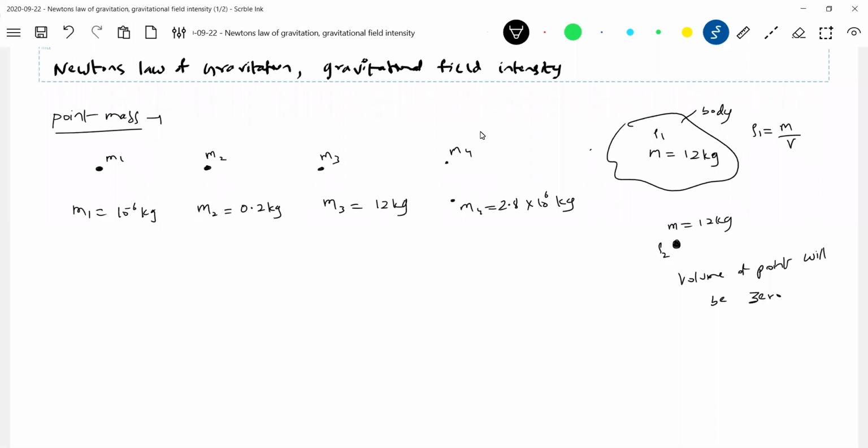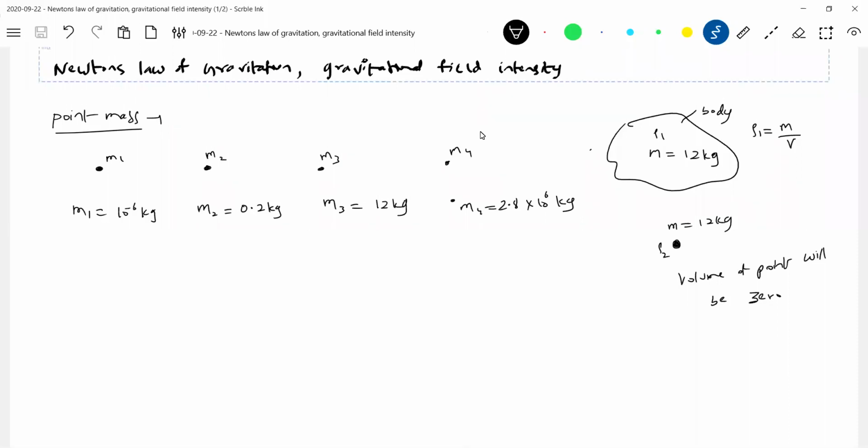Say this M4 is a super dense material, super dense, because such a heavy mass is concentrated at a single point, so it will become a super dense material. So point mass means not negligible mass. Okay, I agree, this is the basic idea of the point mass.